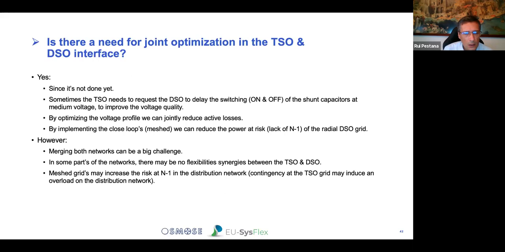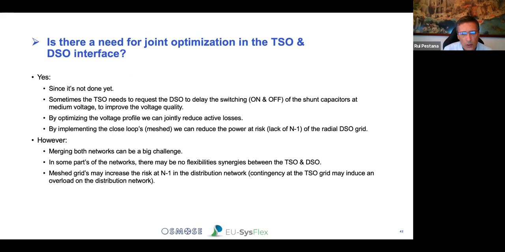Okay. The other thing is that by optimizing the voltage profile, both in the transmission and the distribution grid, we can reduce, of course, the active losses. Okay. And by implementing closed loop meshed operation between transmission substations, we can reduce the power at risk. I mean, this is the lack of the N-1 security criteria of the radial DSO grid, okay?